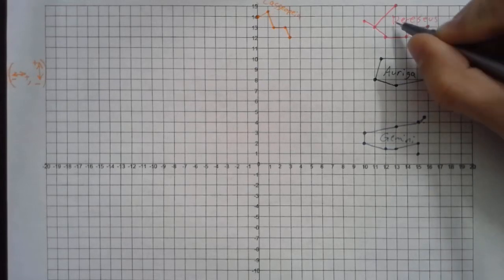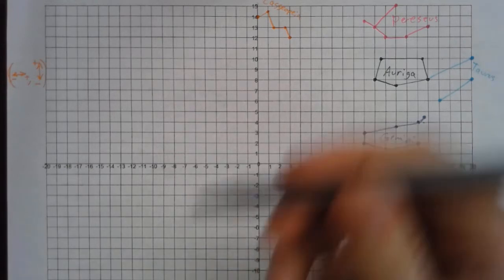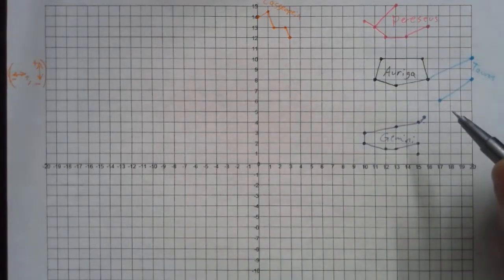Okay. So here are our first few constellations, our first 5. From here, we're going to go ahead and plot Orion. And I'm going to keep using this pen for right now because Orion is very, very short.